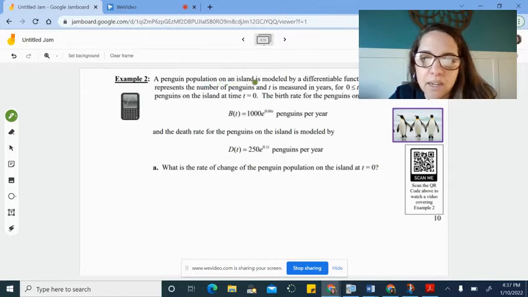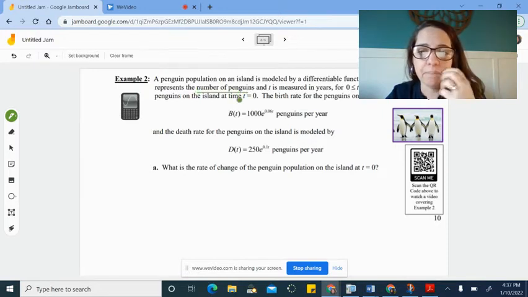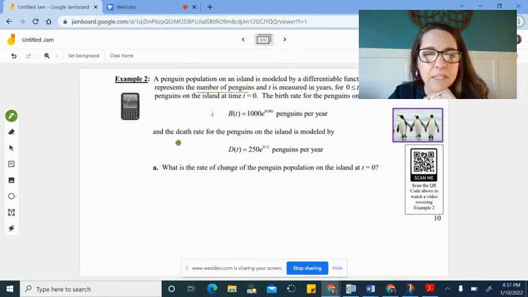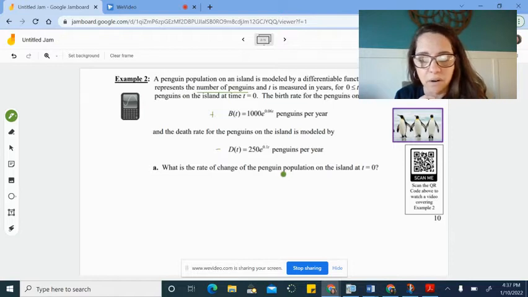All right, so the penguin population on an island is modeled by a differentiable function where P of t represents the number of penguins. So this is not a rate. This is the number of penguins, okay? And t is measured in years for between 0 and 40 years. There's 100,000 penguins on the island at time t equals 0. The birth rate for the penguins on the island is modeled by this. Okay, so we're getting some penguins added at this rate, right? And the death rate is modeled by this. So we're getting some penguins subtracted here. What's the rate of change in the penguin population on the island at t equals 0?